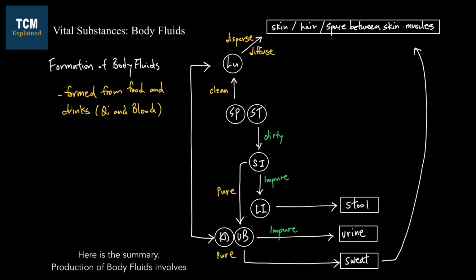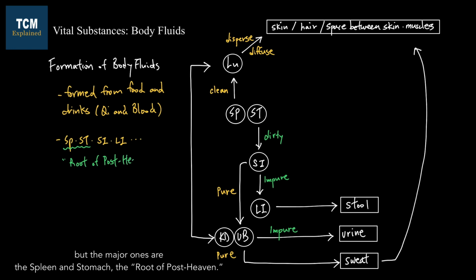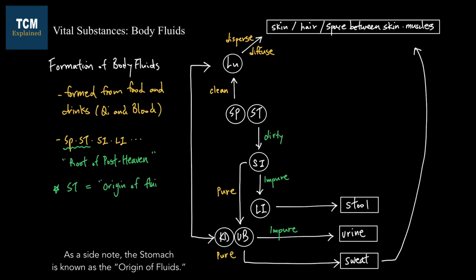Here is the summary. Production of body fluids involves the spleen, stomach, small intestine, large intestine, and so on. They are all important, but the major ones are the spleen and stomach, the root of post-heaven. As a side note, the stomach is also known as the origin of fluids. And in some instances, we use the word stomach to refer to the gastrointestinal tract, which includes the small intestine and large intestine as well.